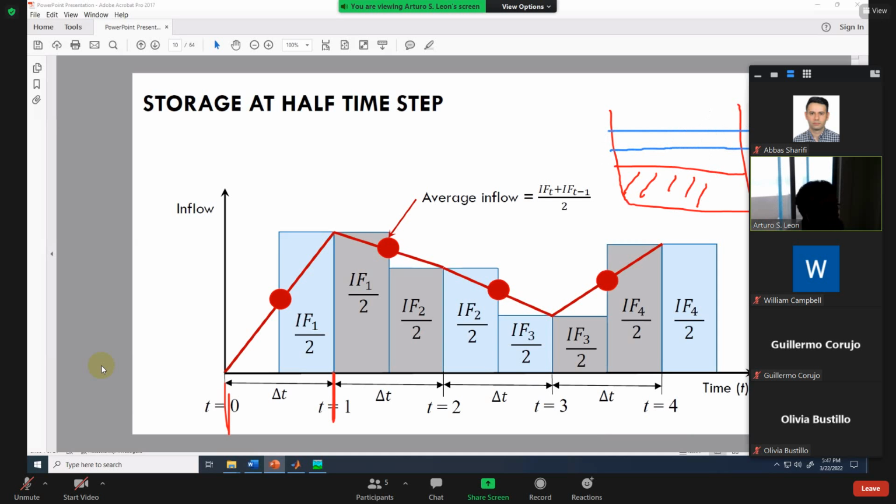So I can say the storage at 0 plus 1. The storage I need to use for the calculation has to be the middle, so I can draw a line, and this is going to be my storage. The same thing between 1 hour and 2 hours. This is my storage at 1 hour, my storage at 2 hours, but the storage I am going to use for my model is going to be the average. And here, the same thing and the same thing. That is what we use for the calculation of the energy.